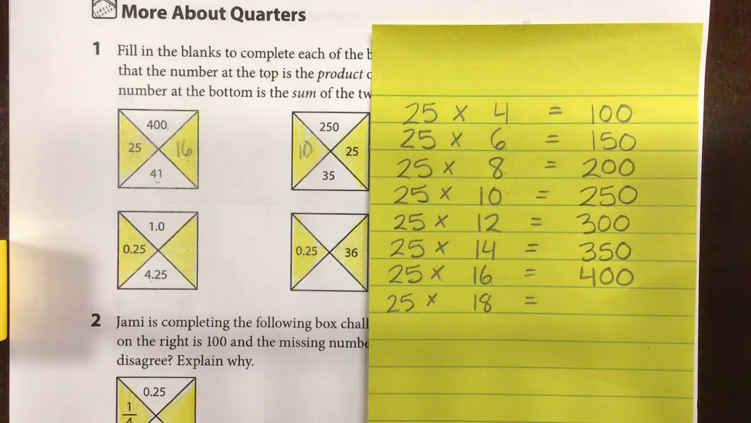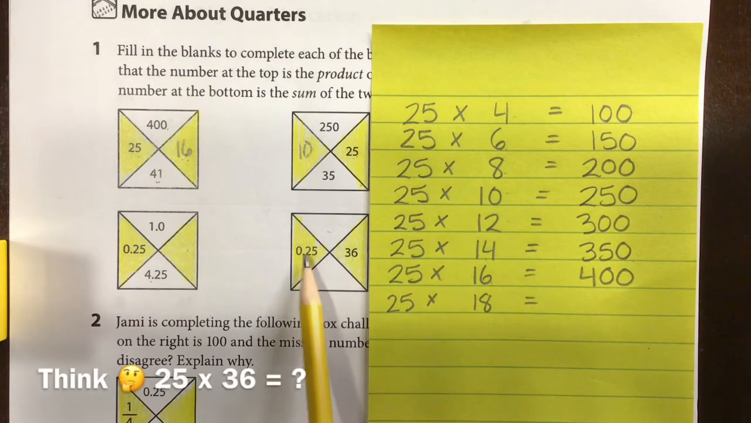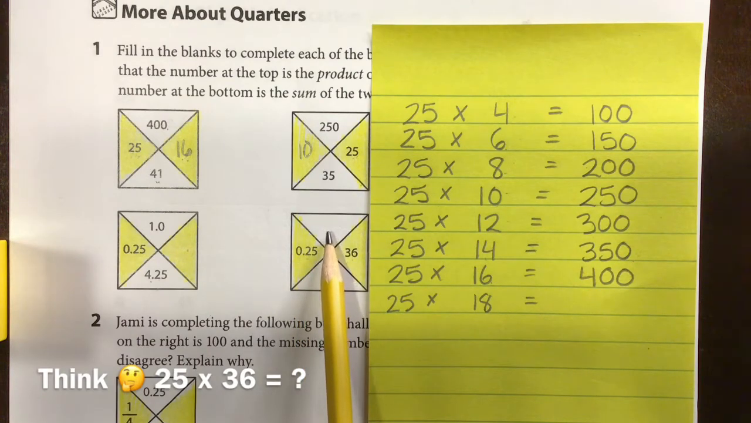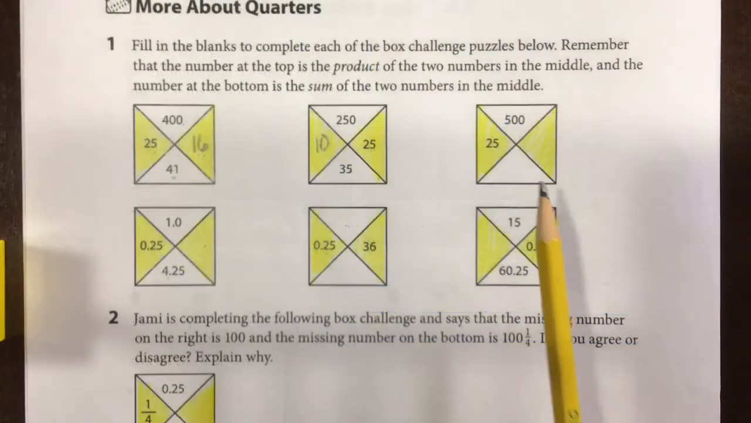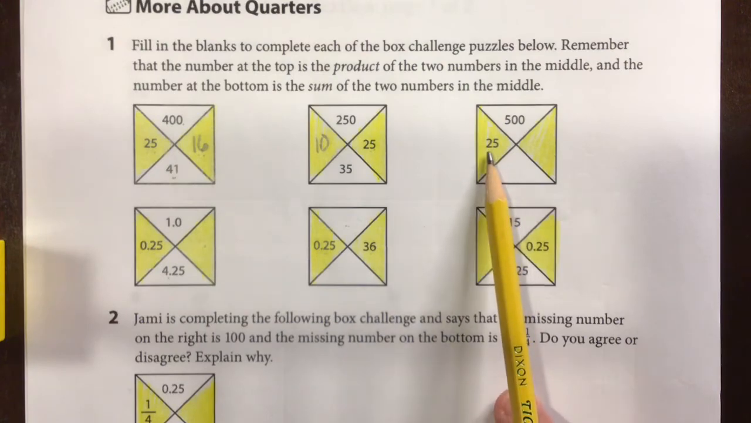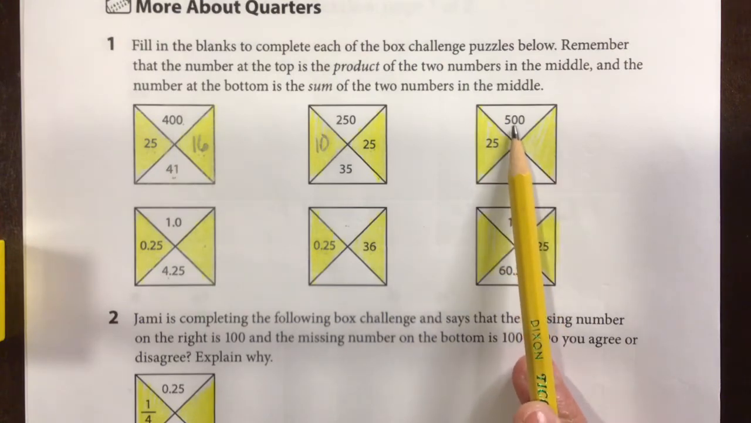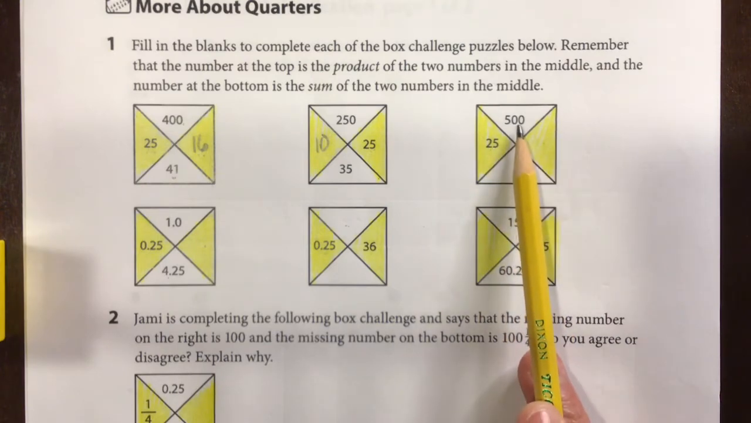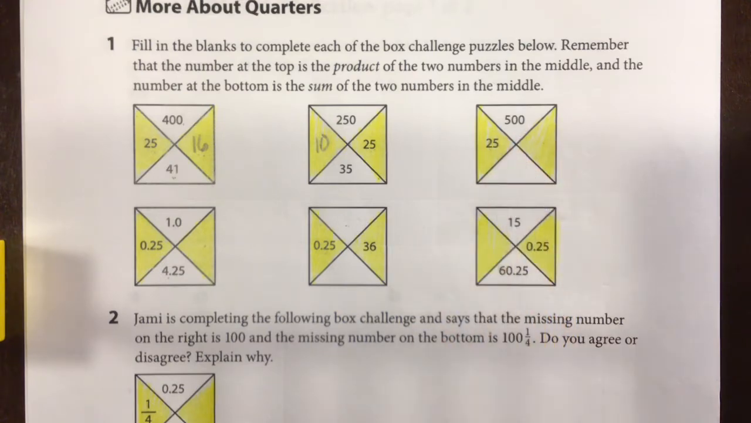Okay, so now your next job is to figure out 25 cents times 36 makes how much money. You might want to just multiply these two amounts here, and then you'll be able to find the product, and then you can add these two amounts here to get the bottom number. So the next problem is 25 cents times what makes 500. Think about this: how many quarters does it take to make 5 whole dollars? You should be able to figure out the box challenge puzzle.